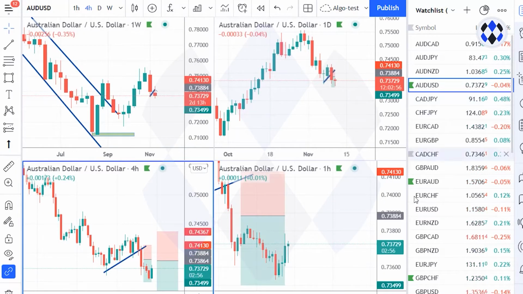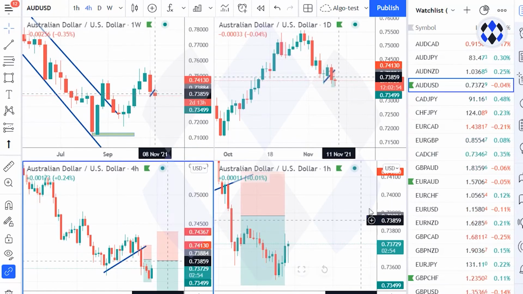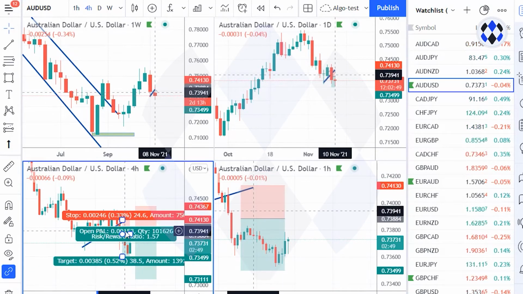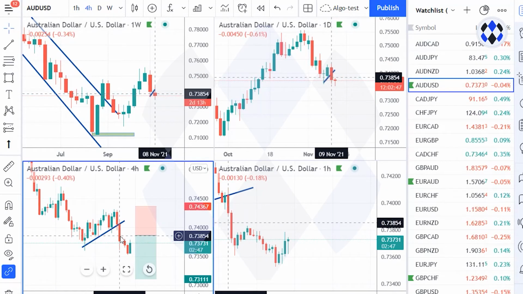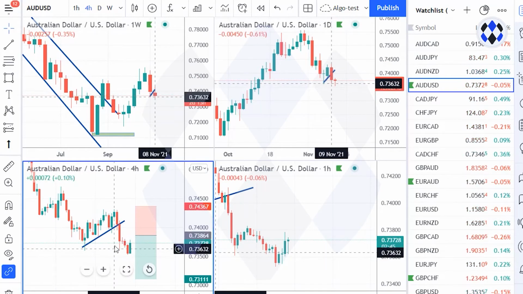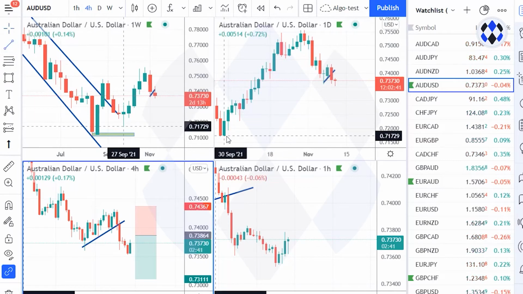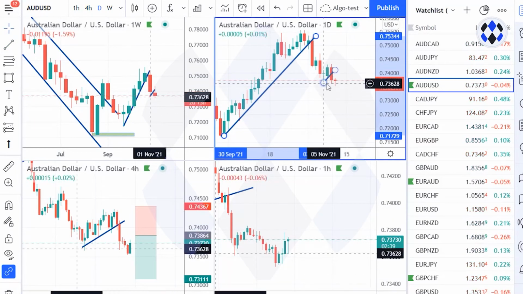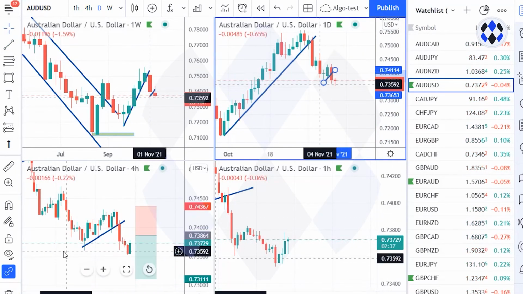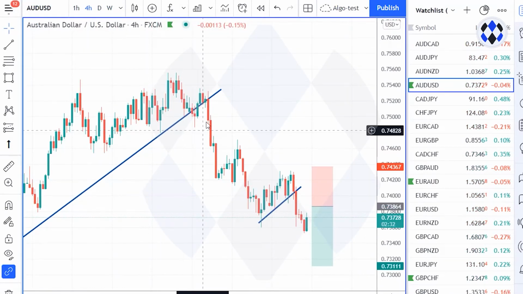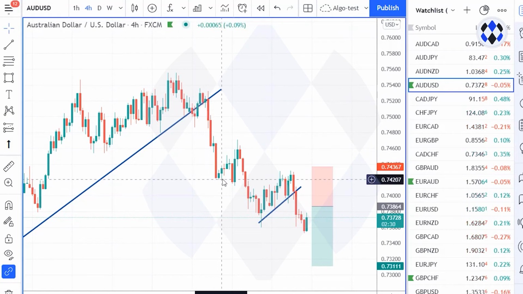Now I am in 4 trades right now. I am in a short Australian dollar, US dollar here. This one we can just delete here. As you can see, I took the trade up here. We had a trend line here on the daily time frame. We were breaking down, and looking at the 4-hour time frame here, you can see there was a breakdown here.